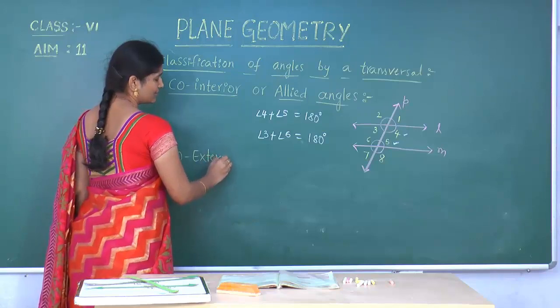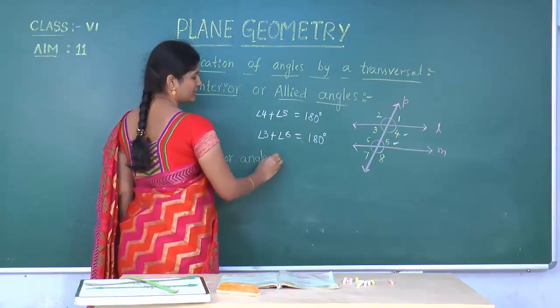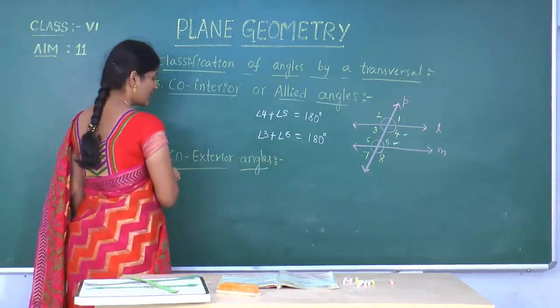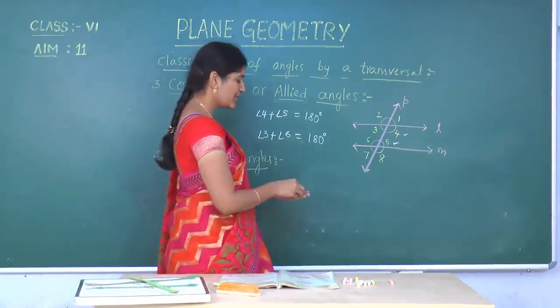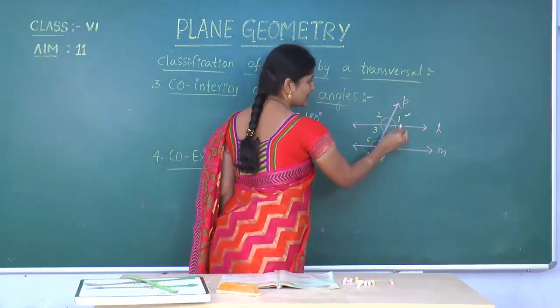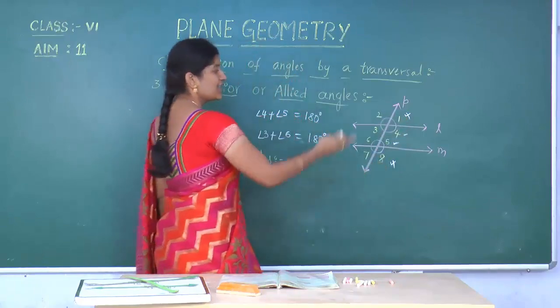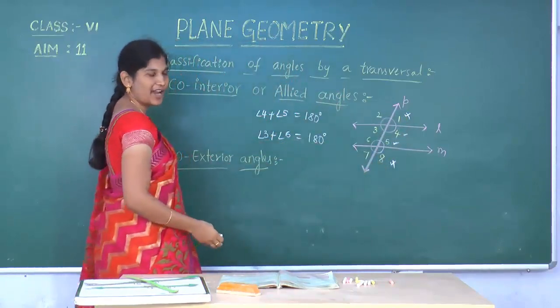Co-exterior angles. And here also, what are the co-exterior angles and the remaining pair. And if you take this one, if you add this one and this 8, here 1 and 8 are exterior angles.